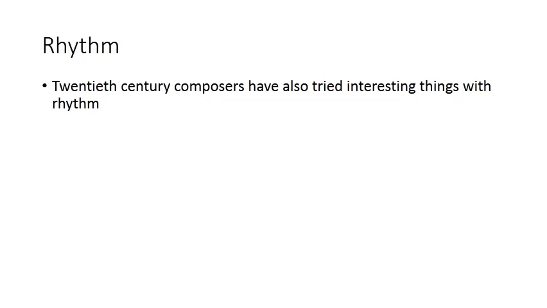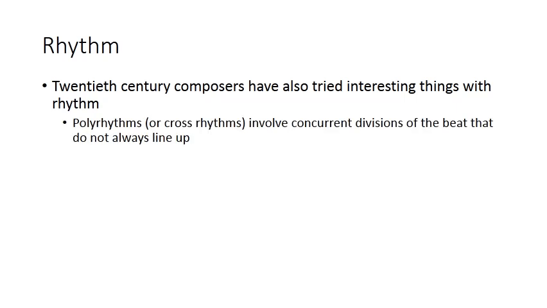Another thing you can experiment with is rhythm. For example, polyrhythms is when you divide a beat in different ways, such as 2 against 3, which is a very common one, or 5 against 7 or 13 against 9. Those cross rhythms don't line up with each other, so polyrhythm.